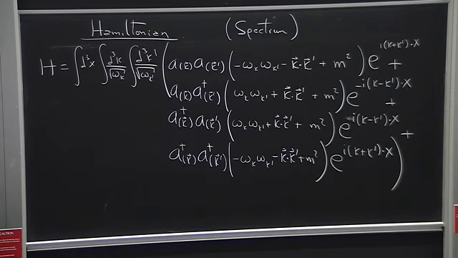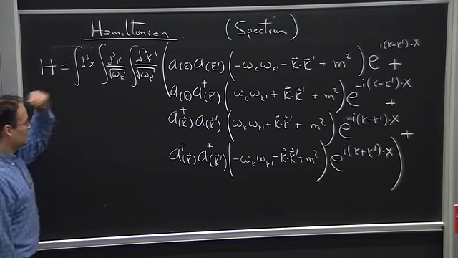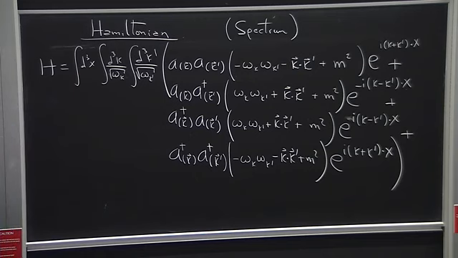All right. Okay, so that's your Hamiltonian. Of course, we can simplify this, right? Yeah, integrate over x. That would be a great idea. So let's integrate over x.